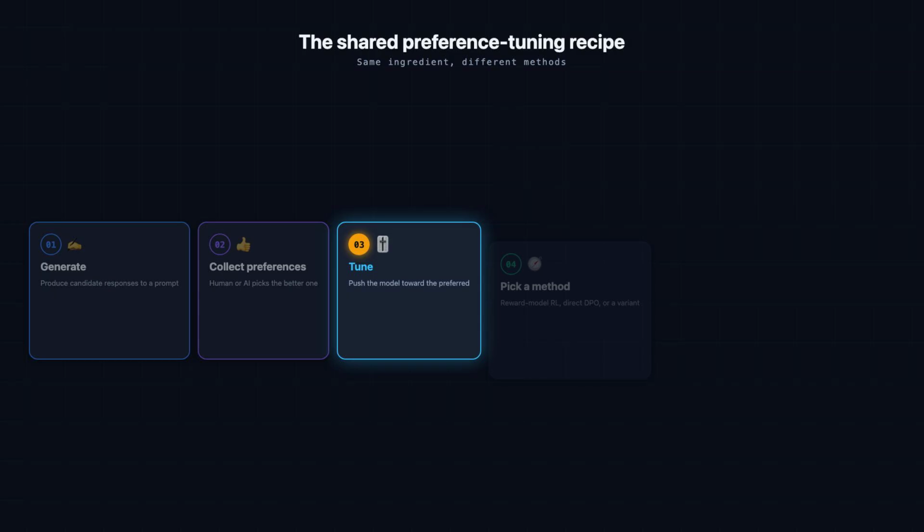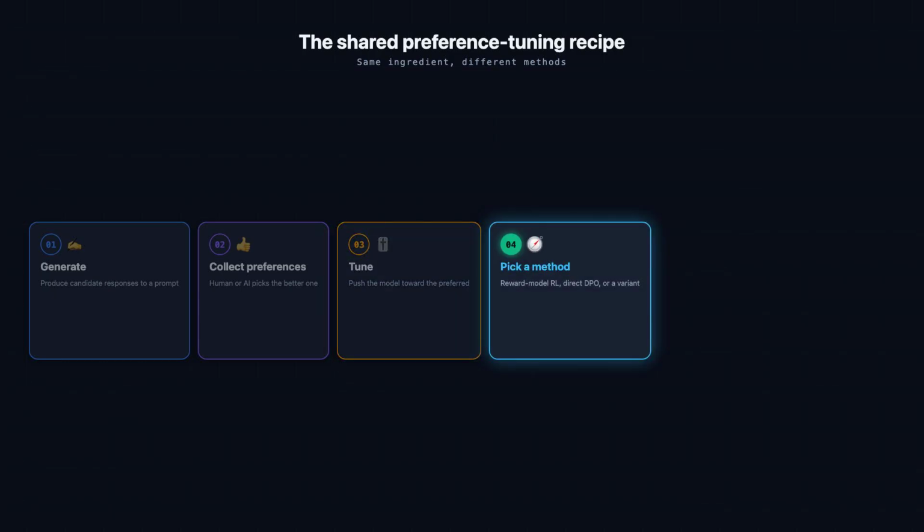Here the methods diverge. RLHF trains a reward model and optimizes with reinforcement learning. DPO skips that and optimizes straight on the pairs. KTO uses single thumbs up or thumbs down labels, and ORPO folds it into the supervised stage. Same ingredient, different machinery.